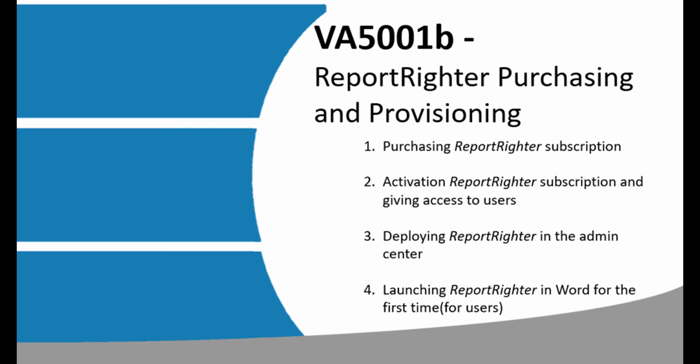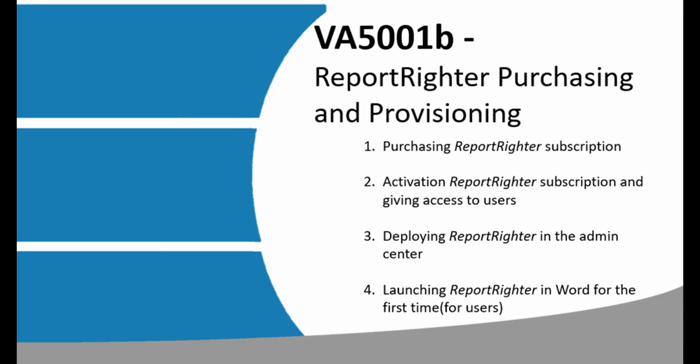Alright, so in this, we're really going to touch on four main topics. And all of these can be found in Work Instruction 5001b, Purchasing and Provisioning. But this is really going to be your step-by-step walkthrough. All of these different agenda items will be flagged so that you can go directly to them.